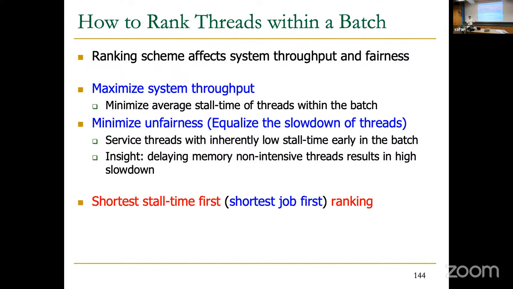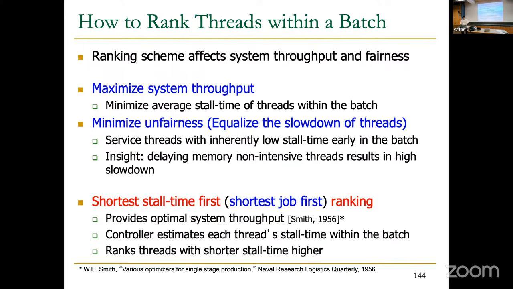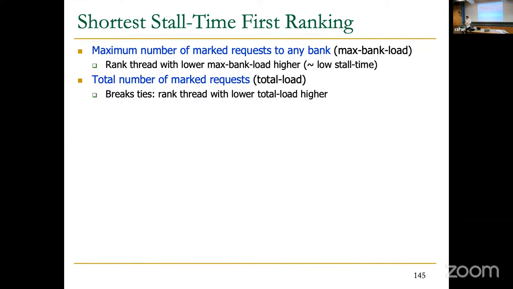We have a shortest-stall-time-first ranking here that provides optimal system throughput. I think that was demonstrated by a paper from Wayne Smith, 1956. The controller basically estimates each thread's stall time within the batch, and we will rank threads with shorter stall time higher. Basically, we will rank threads from shortest stall time to highest stall time. Now, how do we estimate the stall time? We use two metrics. The first one is the maximum number of marked requests to any bank. That is, the number of batched requests to any bank.